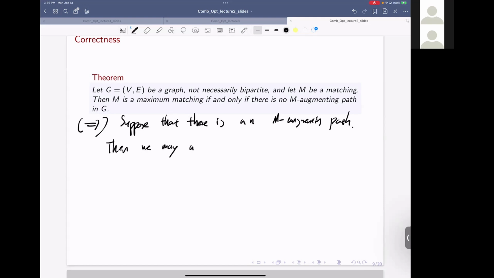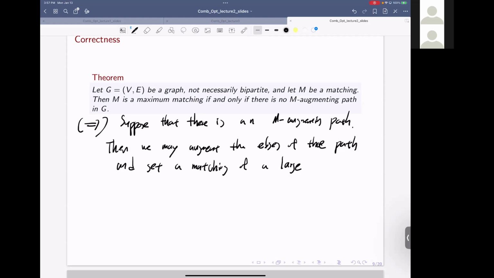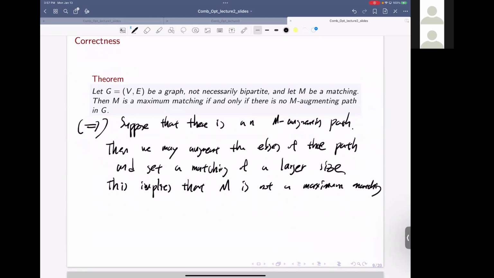Okay. And then we may augment the edges of the path and get a matching of a larger size. So this implies that M is not a maximum matching. Okay, so this is quite obvious, but I have already consumed 4 lines. So this is what I meant. But the idea is pretty obvious, right? By the explanation we discussed previously. The other direction is quite interesting. So let me explain that.